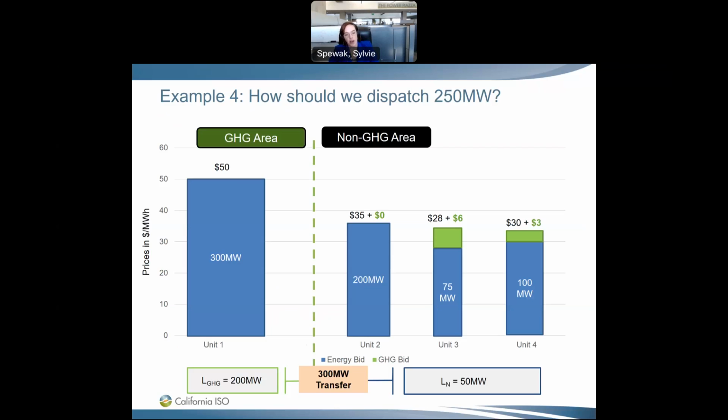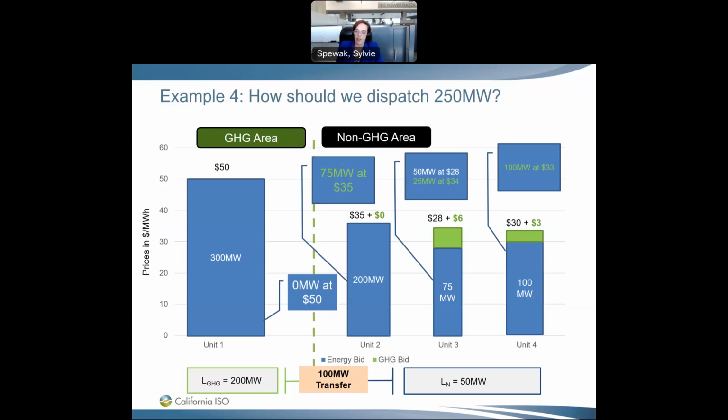I've also increased the transfer constraints, whereas before we could only take a total of 150 megawatts from the non-GHG area. Now we'll be able to take a total of 250 megawatts from the non-GHG area to serve the entire market. So how do we solve this problem?